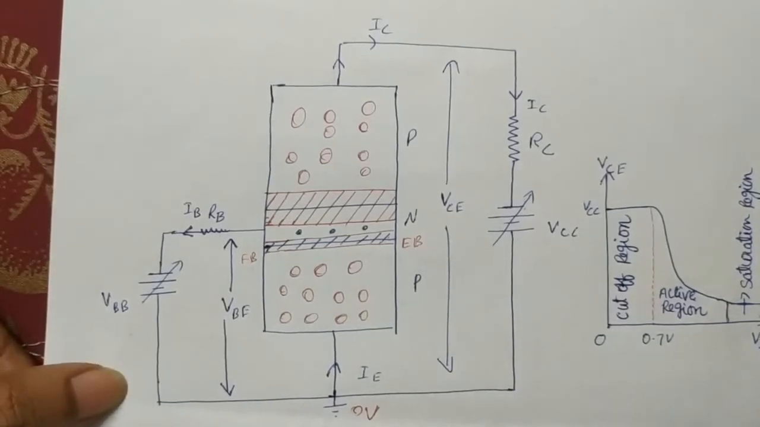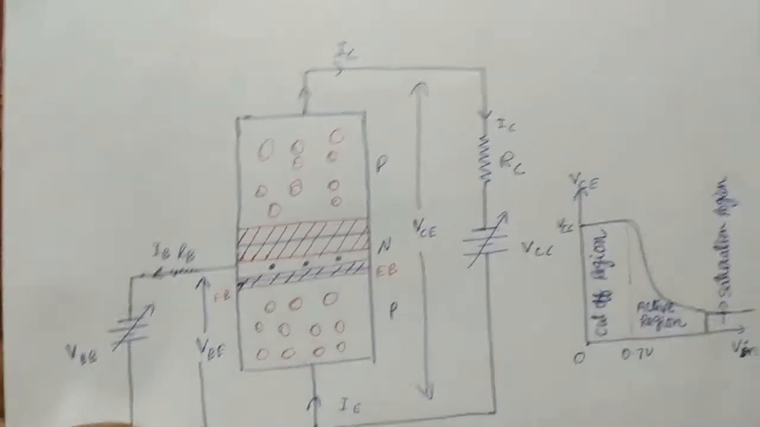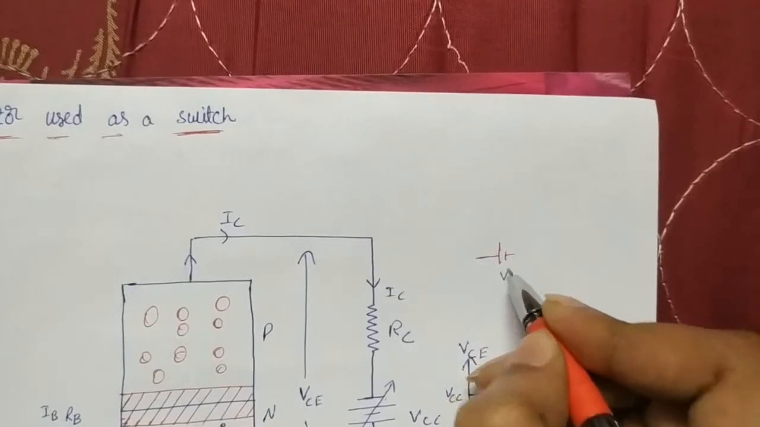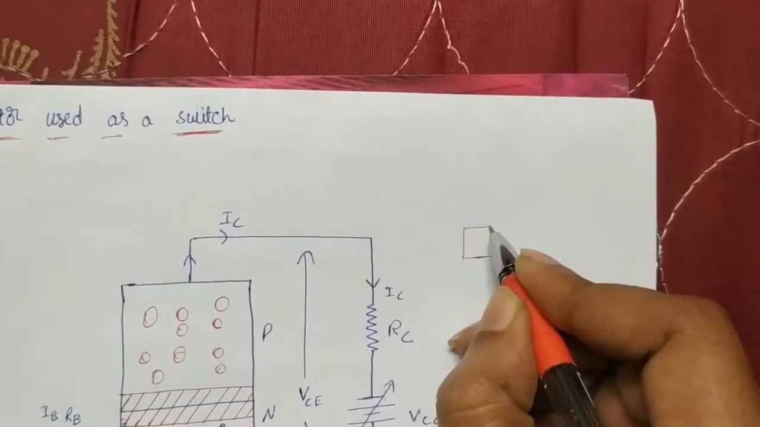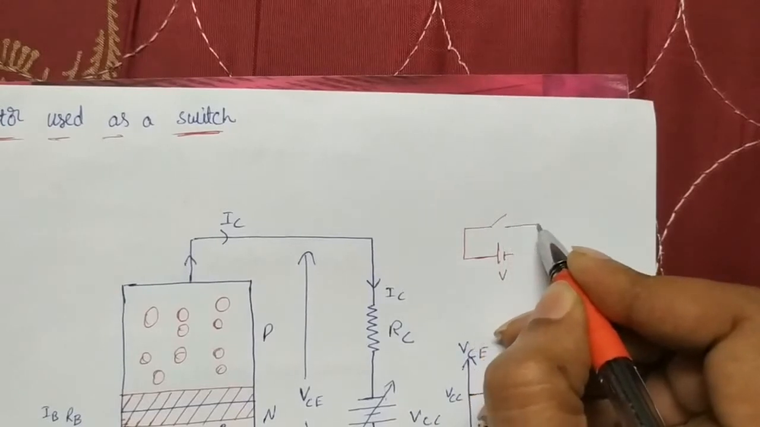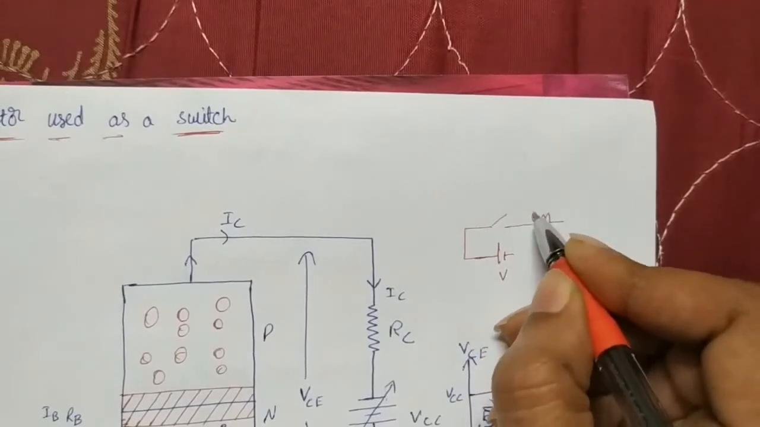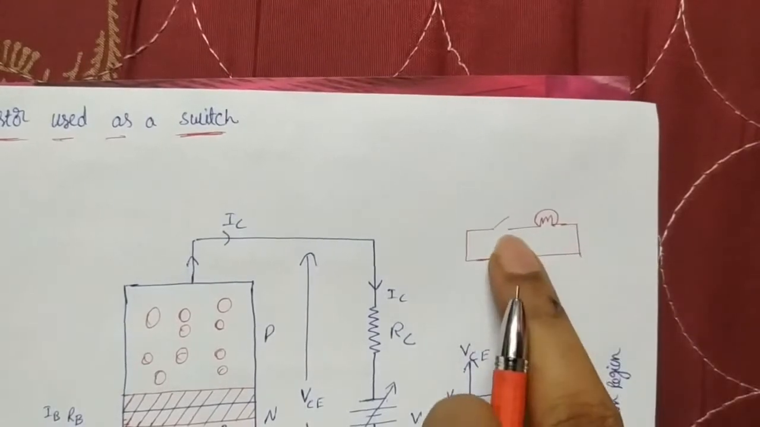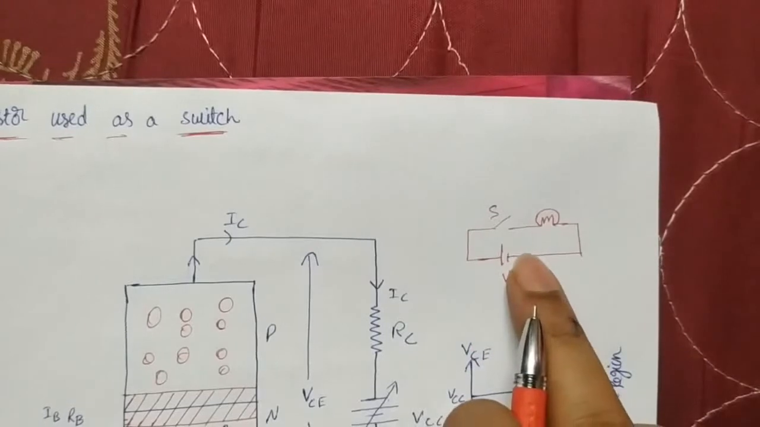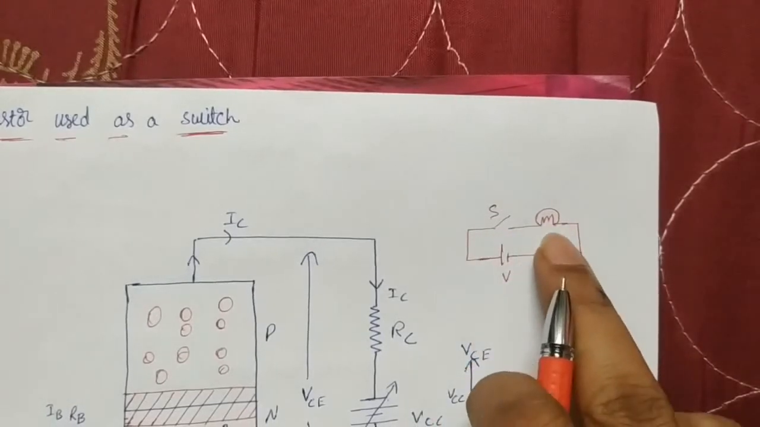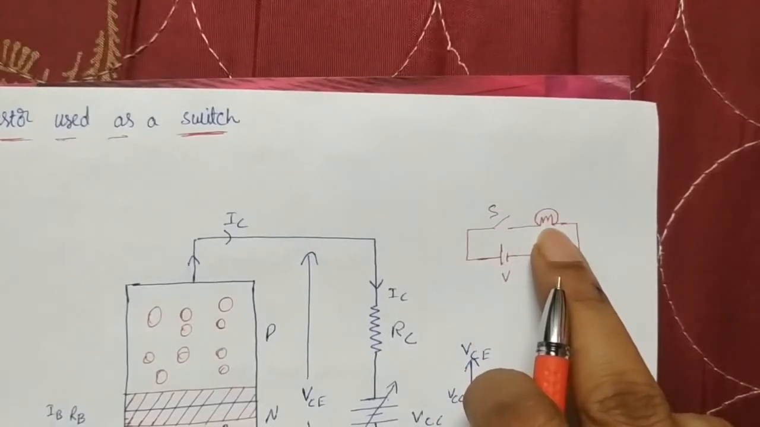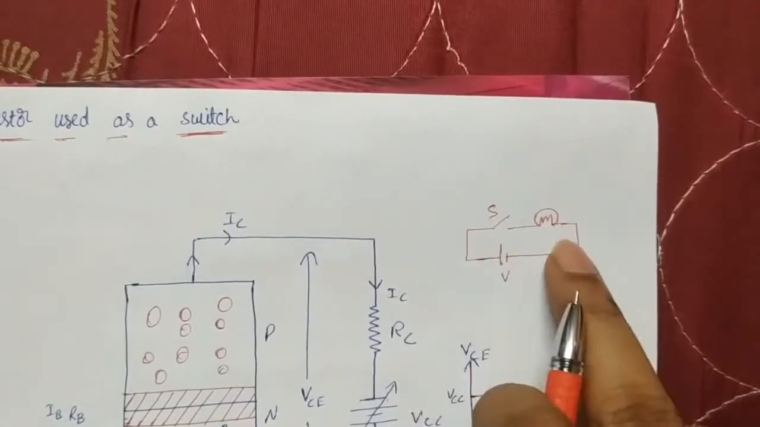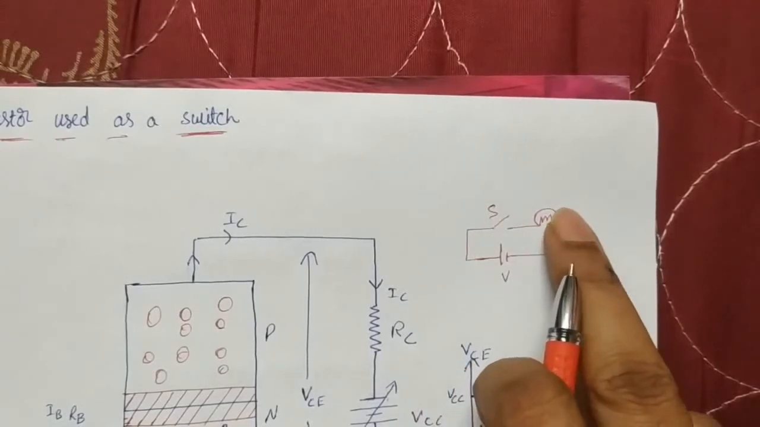First of all, we'll see what a switch is. You can take a circuit diagram. For example, you can take a battery, and there is a switch connected with a bulb. When the switch is open, current is not flowing through the circuit, that's why this bulb is not working. This is the off position. When the switch is closed, the circuit is closed, then current flows, then the bulb is working.